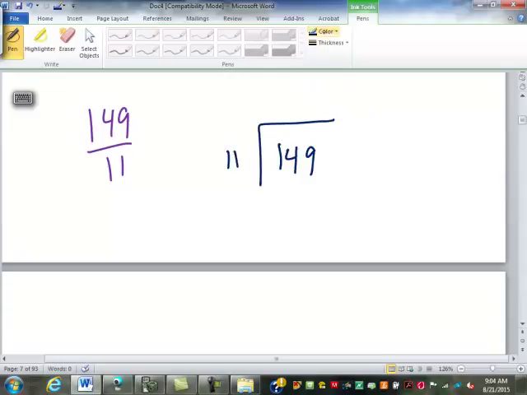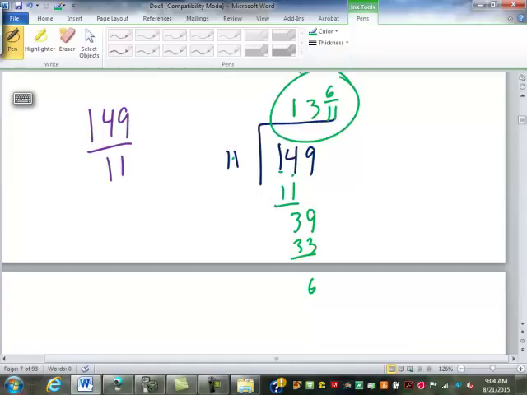Just a long division and remainder. 149 divided by 11. 11 doesn't go into 1, but it does go into 14 once. There are 3 left over. Bring down the 9. 11 goes into 39 3 times. That's 33. There's 6 left over, so it's 13 and 6/11. Make sense?